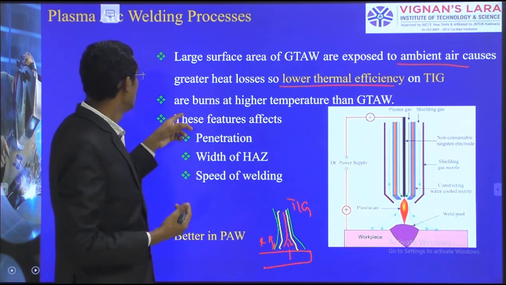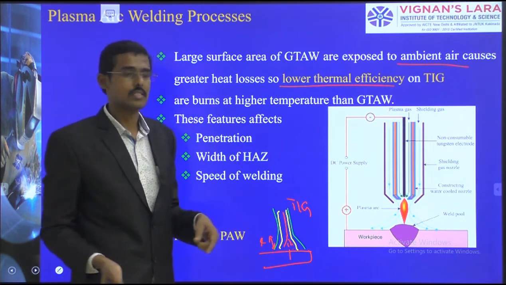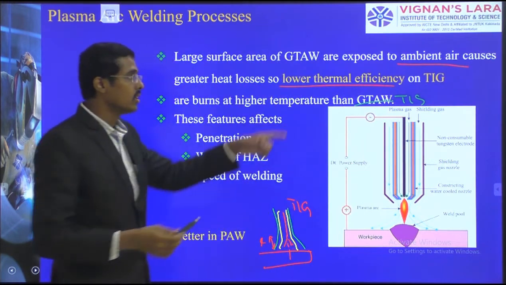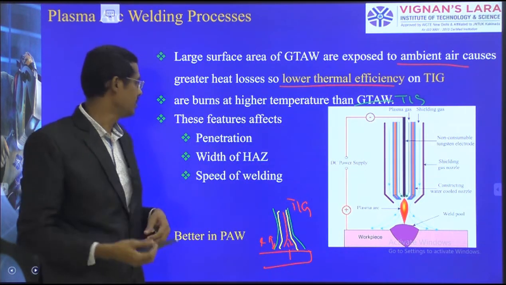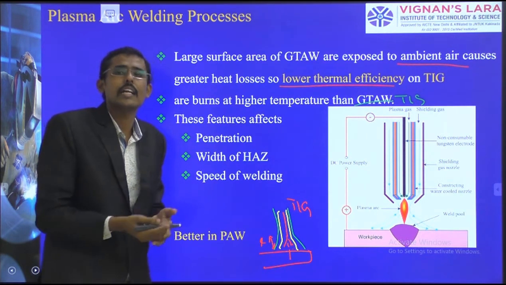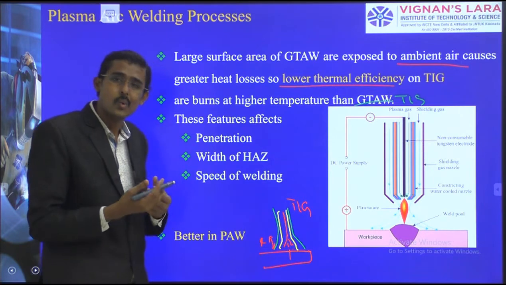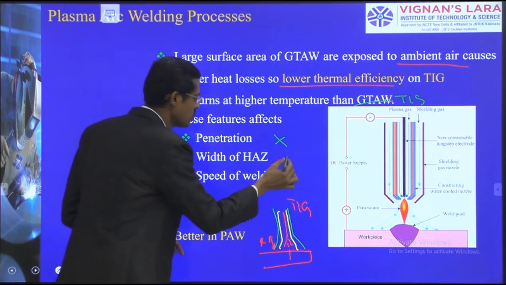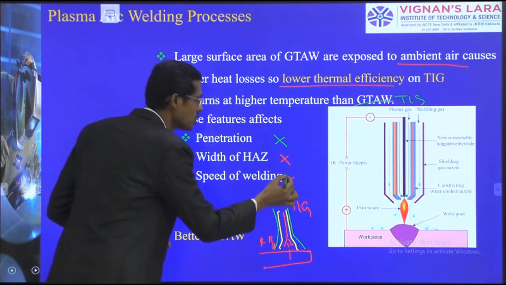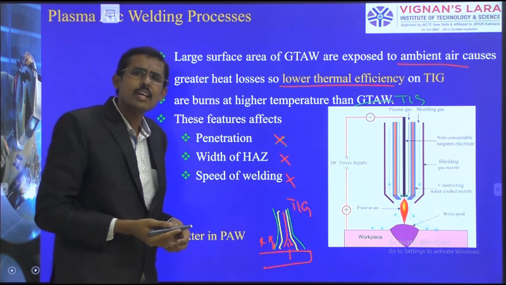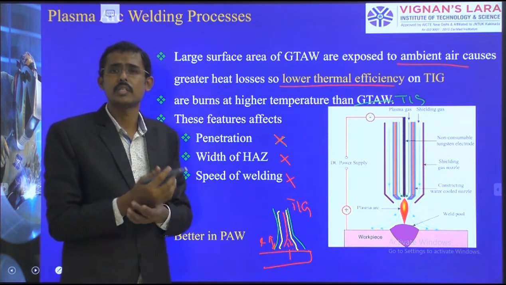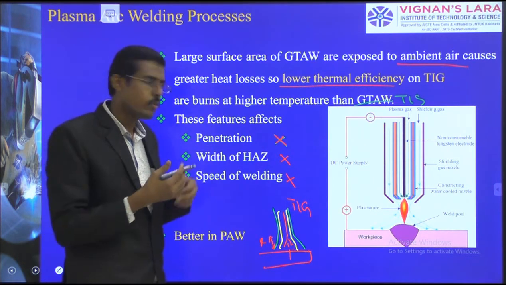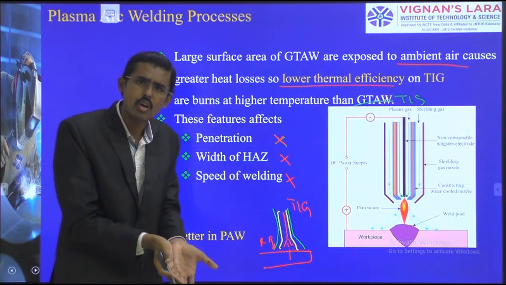These features affect the penetration. I am talking about TIG. In TIG, this ambient air circulation spoils the heat generated, and thermal conductivity is spoiled by these air fluctuations. What happens? Penetration will be spoiled, the width of the heat affected zone will be spoiled, and the speed of welding also will be spoiled. We can't move the heat needed for melting and depositing, because thermal conductivity is spoiled. Then obviously penetration will not happen, width will not form, and welding will be slower.